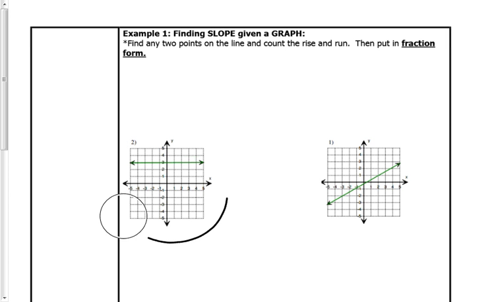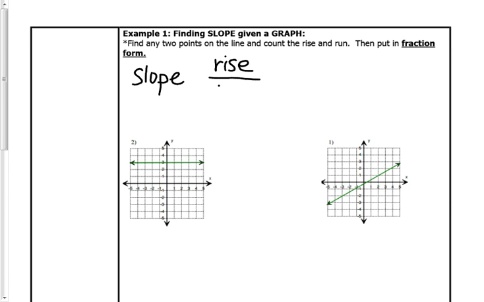Okay, so to find the slope, and slope is typically known as the rise over the run. The rise is the up and down part. The run is the horizontal part.